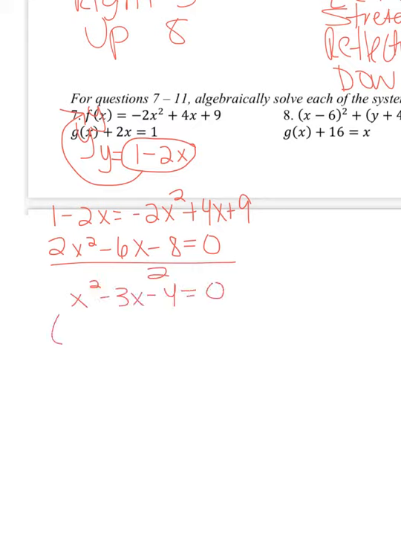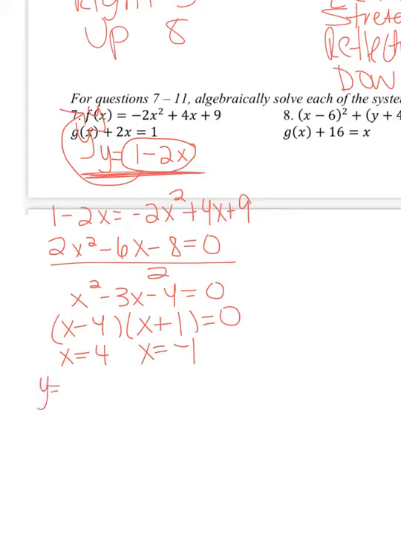I do master product. I end up, after master product, this should be x minus 4 times x plus 1. So that gives me my x values are x equals 4 and x equals negative 1. I'm not done yet though, because I need the y values. Y, we just said y is equal to 1 minus 2x. This is y is equal to negative 7. So this point is 4 comma negative 7.